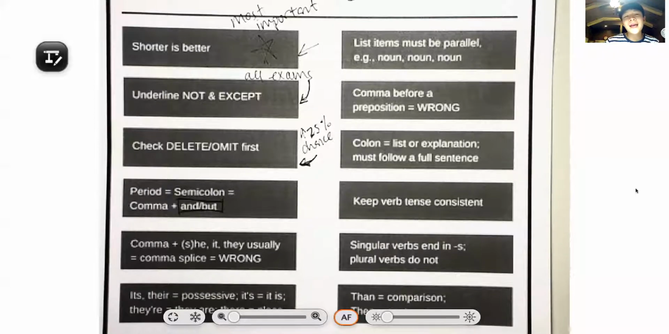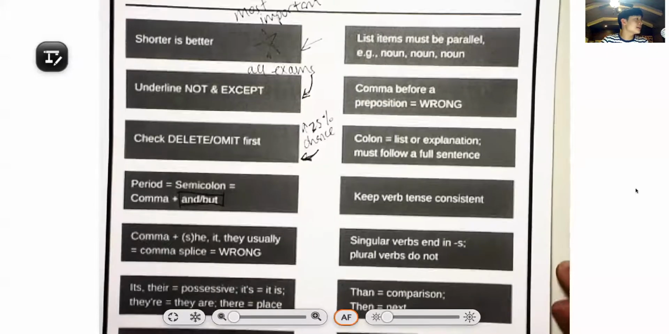But I don't say the cat walks in the storm, right? I say the cats walk in the storm, or the cat walks, right? There's only an S on one of them. So you have to know singular verbs end in S. Plural verbs do not.